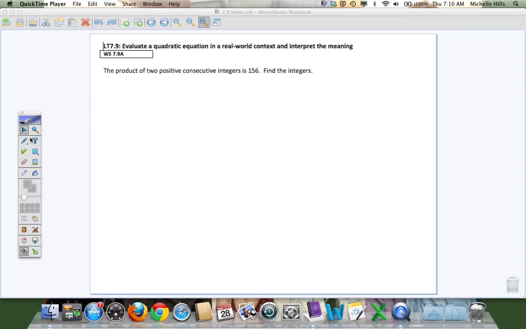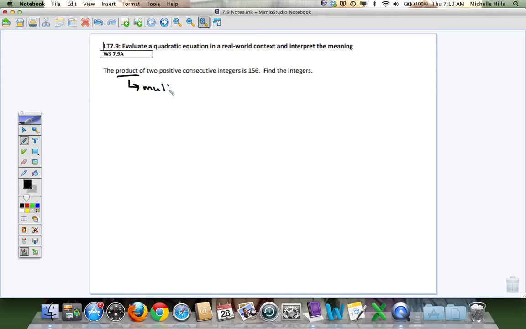So, as I'm looking at this first problem, the first thing I notice is the word product. And I know that product means to multiply two things together. So the product of two things is 156. And they're saying two positive consecutive integers, so that's just two numbers. So x would be the first number.